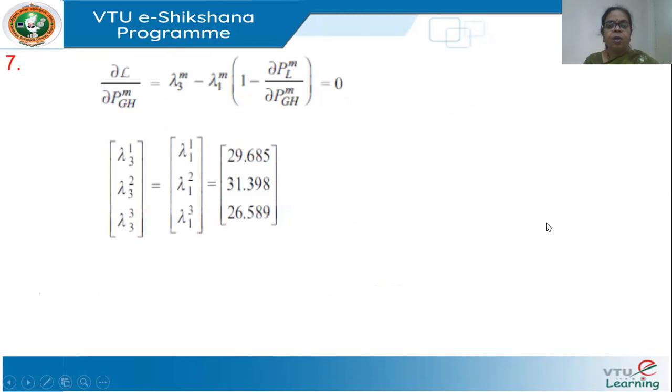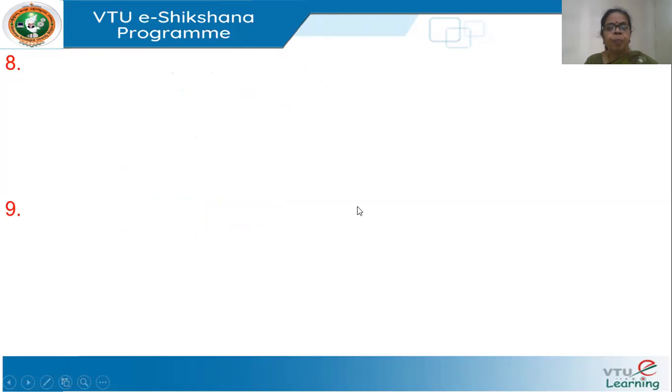Clear? So this is the second step. Next step, the next Lagrange multiplier. You find the derivative of the Lagrange function with respect to PGH. I have already derived the expressions, and dou PL by dou PGH is equal to 0 because the losses are neglected. Therefore, lambda 1 of m is equal to lambda 3 of m. So I have lambda 3 of 1, lambda 3 of 2, and lambda 3 of 3. All three are calculated, right?